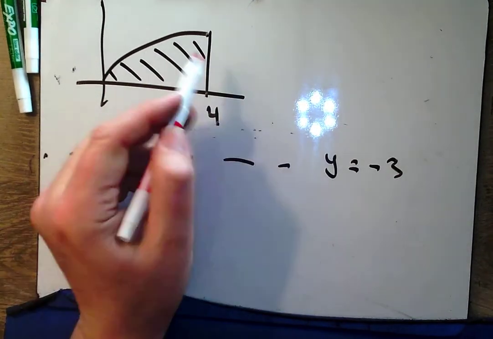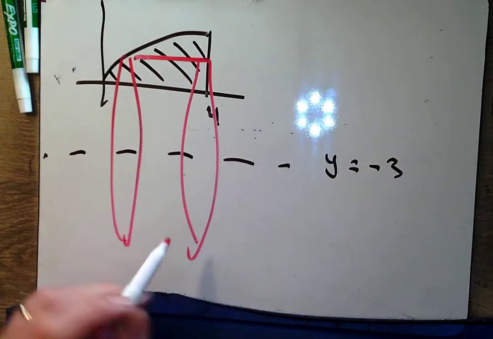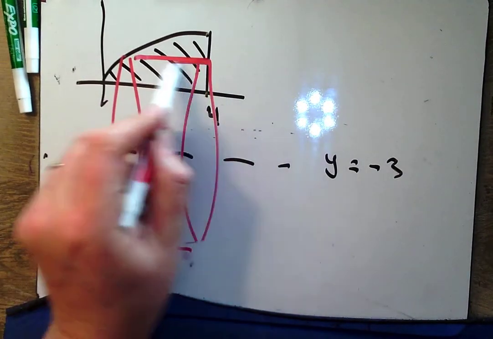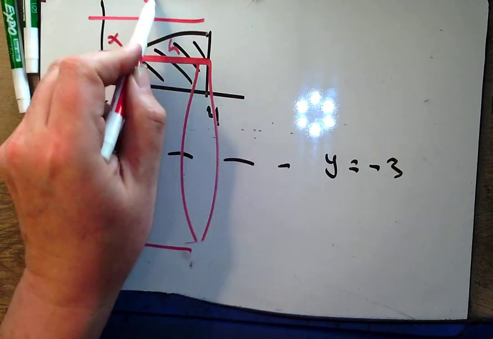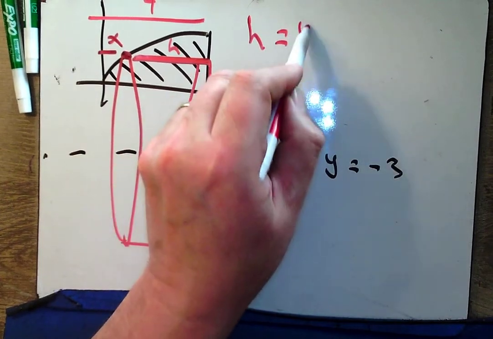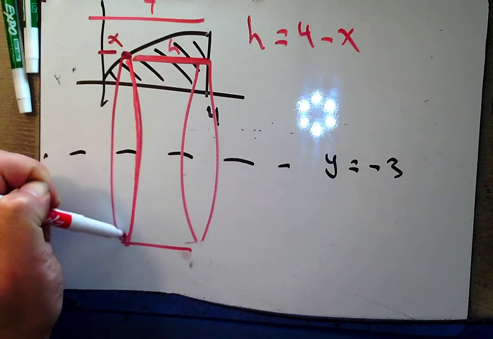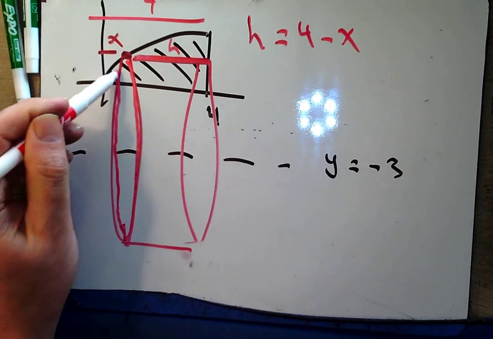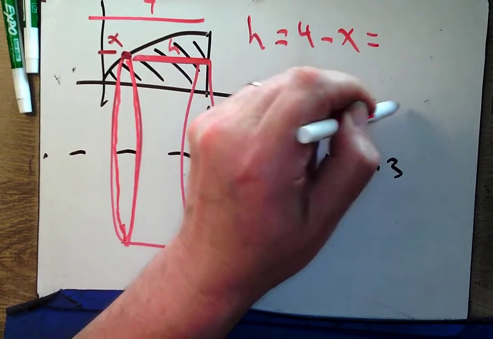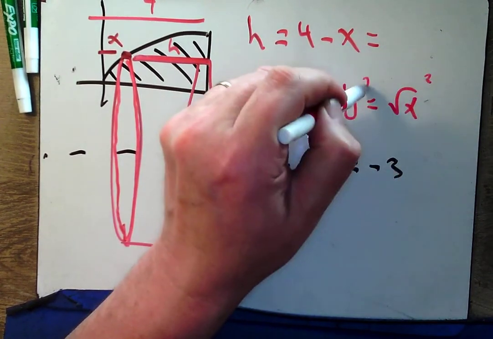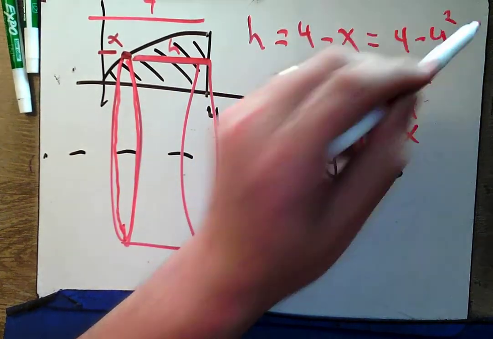So, I draw something parallel to the axis of rotation. I see that this is my height. This is x. This is 4. So height is 4 minus x. But since these thicknesses are vertical thicknesses, this is going to be a dy integral. And so we know that y equals square root of x. We square both sides. x equals y squared. So this should be 4 minus y squared.